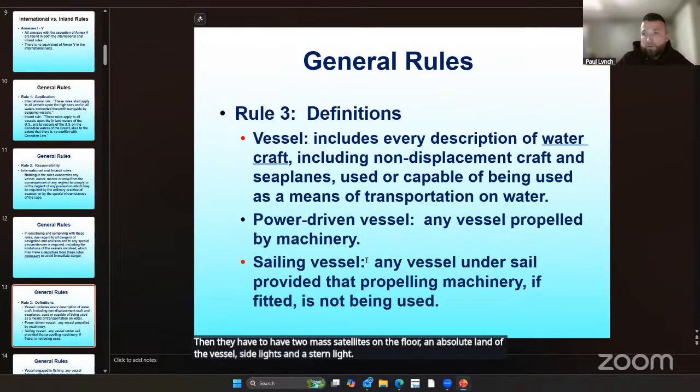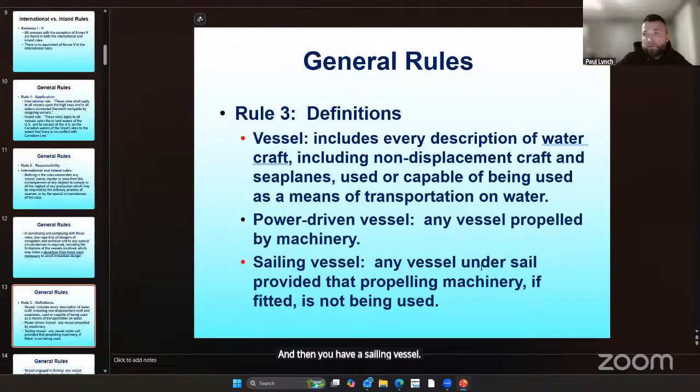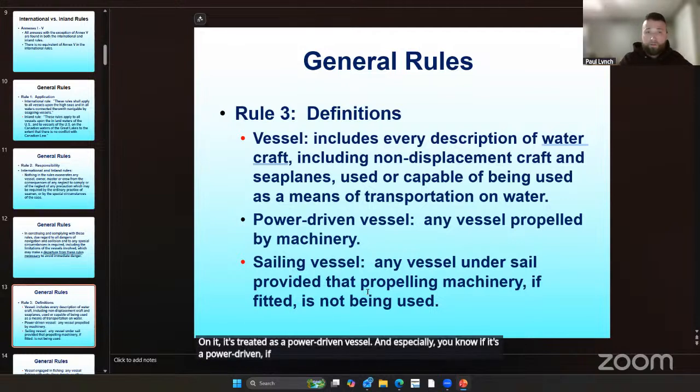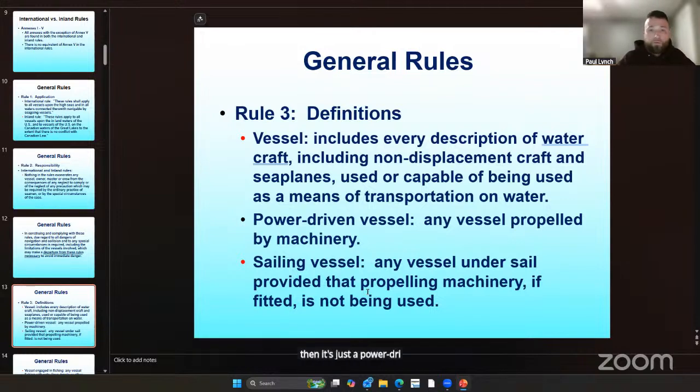Then you have a sailing vessel, which is any vessel under sail, provided that propelling machinery, if fitted, is not being used. So even if your sail is up and you can visually see someone using their outboard engine, it's treated as a power-driven vessel. And especially if their sail's not up, then it's just a power-driven vessel. It's only a sailing vessel if they're under sail and they're not using an engine.